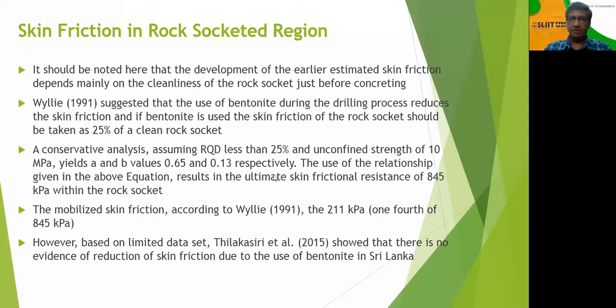Then you can get the bearing capacity in the range of around 845, but the mobilized value would be 210 because we are using the bentonite slurry to drill the rock socket. So if you use that particular 200 value in the equations, then the 200 value mentioned in the CEDA guidelines or the ICTAD guidelines is correct, right? Or maybe comes closer to that.